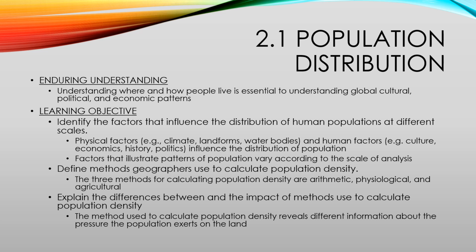So when we look at our first section, 2.1, we're looking at, first of all, identifying the factors that influence the distribution of human populations at different scales. So again, what impacts our distribution? What are the methods that geographers use to calculate population density? And then how do we explain the differences between, and the impact of, the methods used to calculate population density? So in essence, how is the method that we use, what does it tell us about the population pressures on that land? So let's go ahead and take a look at 2.1.